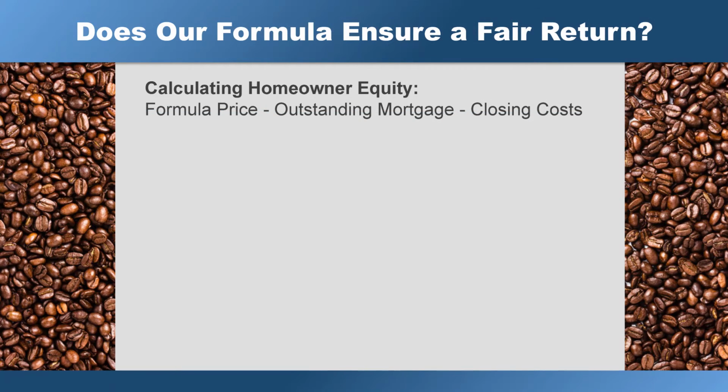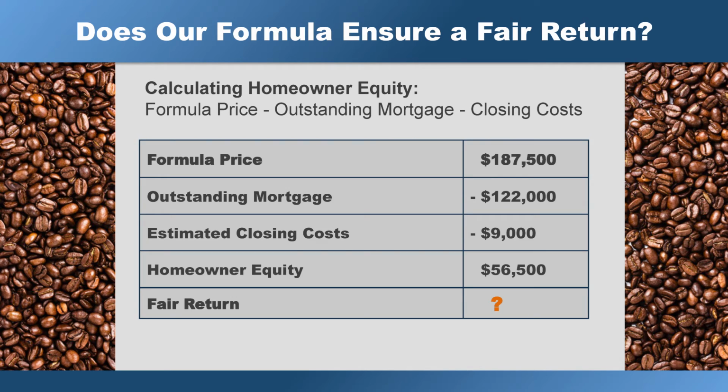Now we need to decide if our formula yields a fair return to the seller. The first two steps in our calculation are exactly the same as we did in the last module. We calculated the outstanding balance of the mortgage that must be repaid, and we found that the homeowner still owes $122,000. Then we estimated seller's closing costs at 5%, or about $9,000. So starting with a formula price of $187,500, we deducted $122,000 for the outstanding mortgage and $9,000 for closing costs, which leaves the sellers with about $56,500 in cash at closing.